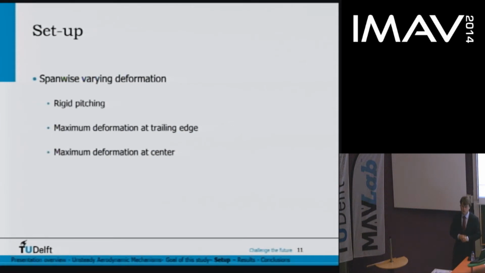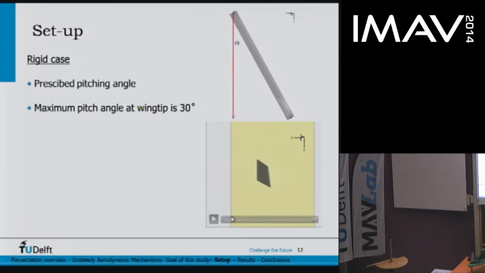Then there's a case with the maximum deformation near the trailing edge, and a case with the maximum deformation near the center. So when I use maximum, so this is rigid pitching, but no pitching near the root of the wing, and maximum pitching near the tip of the wing, and a maximum angle of 30 degrees, and this will look like this.